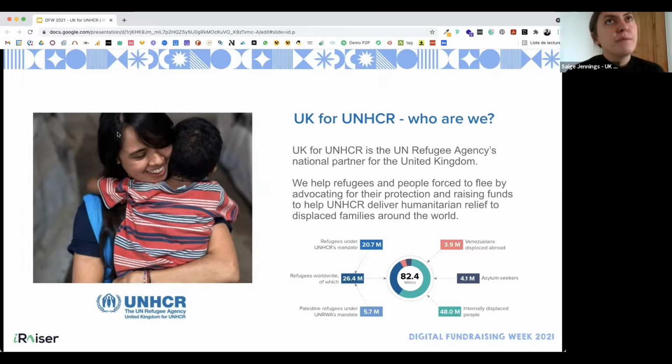UNHCR has traditionally been fundraising in the UK, I think, for about 10 years. But then with the creation of UK for UNHCR and the charity, we were able to start fundraising actively with individuals earlier this year. So we only started fundraising in April. Seems like a very long year already, but April of this year. So if you want to go to the next slide.